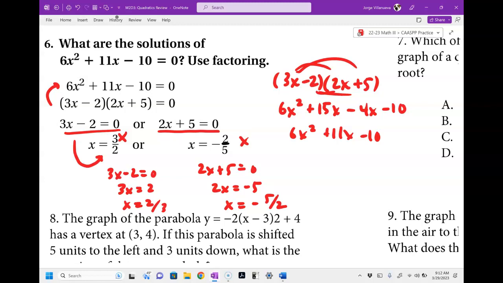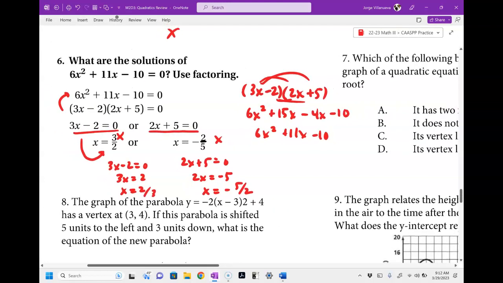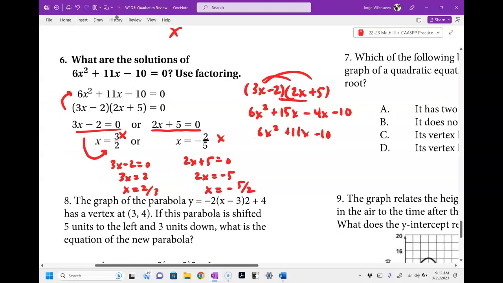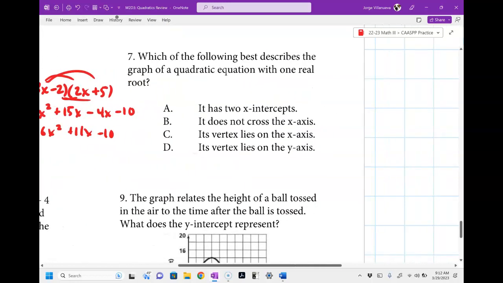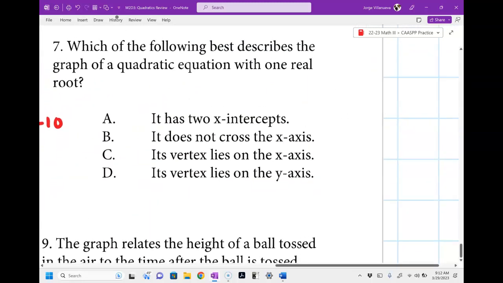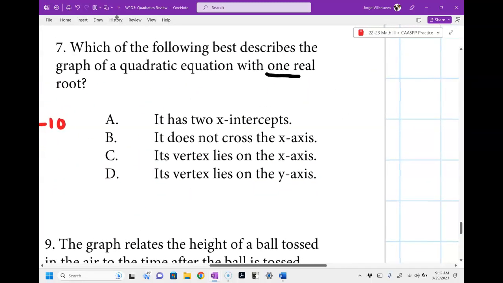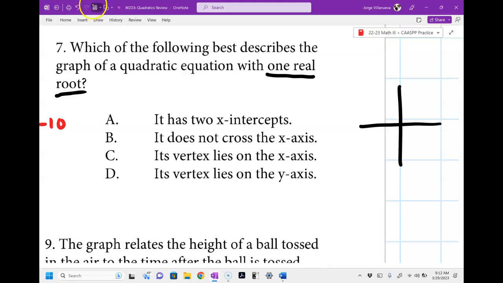All right. Part 7 is not an error problem. And it's quick. But before I go into it, is everybody okay with number 6? All right. So which of the following best describes the graph of the quadratic equation with one real root? If it only has one answer, that's because the graph looks something like this. Now it could either open up or down, but it's going to look something like that.